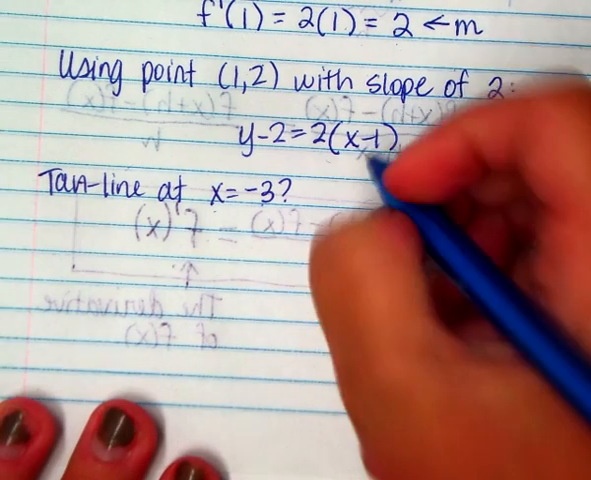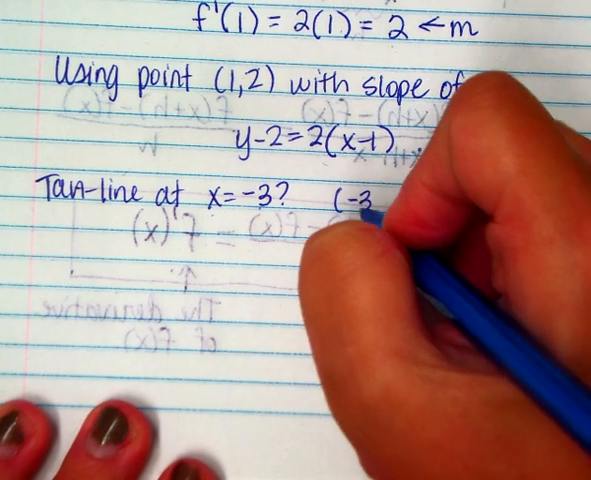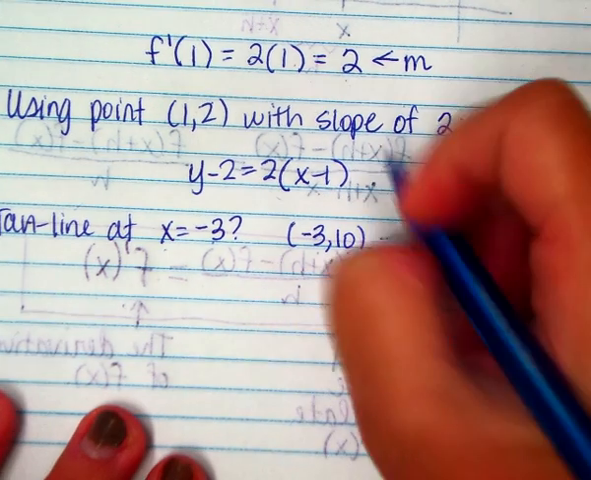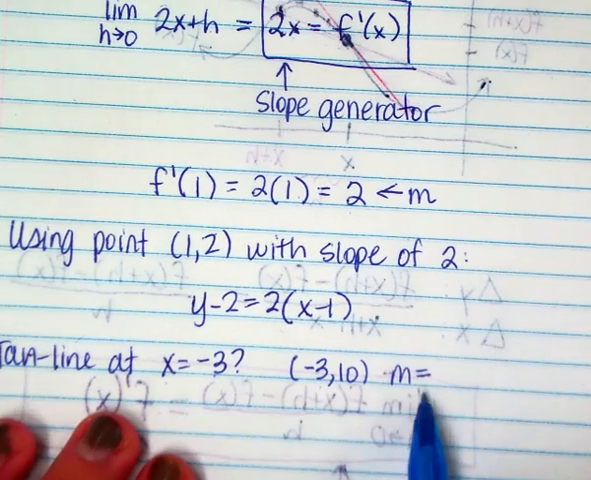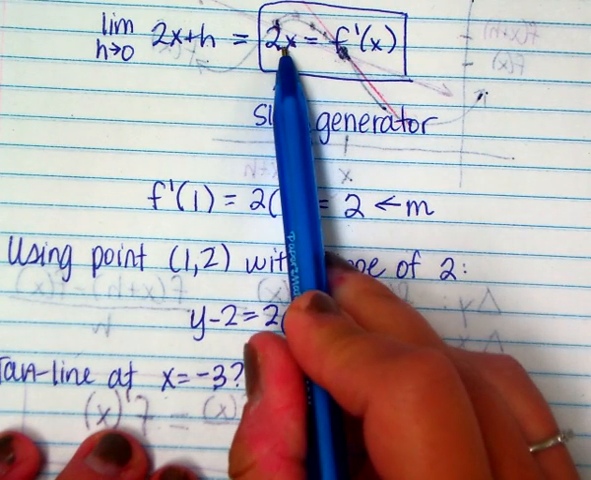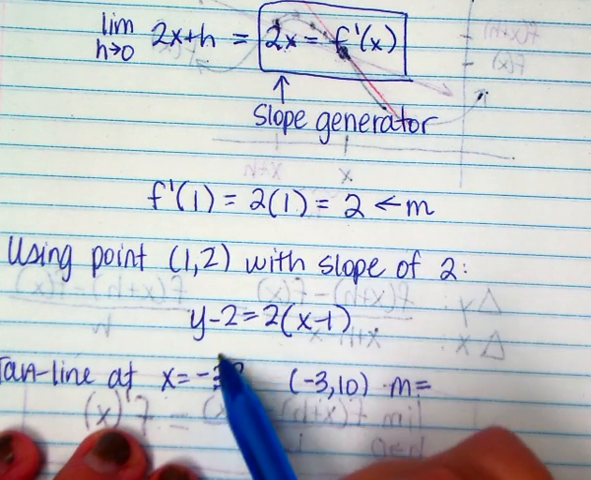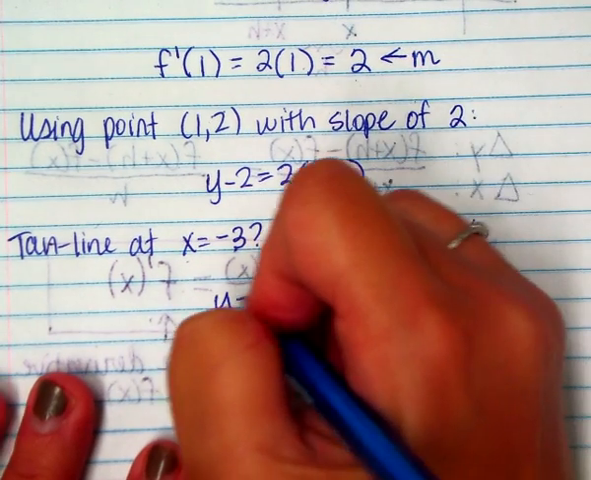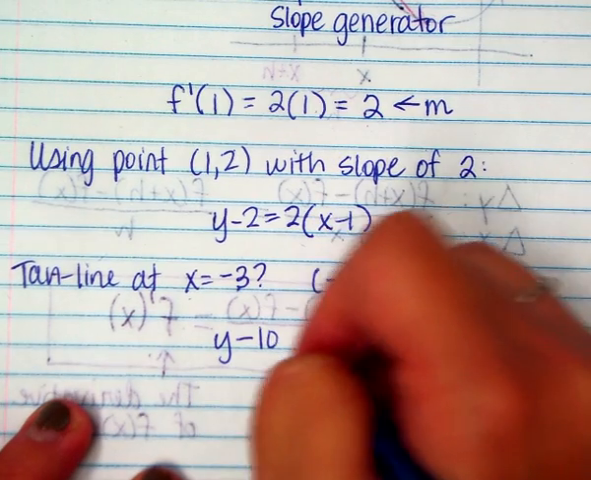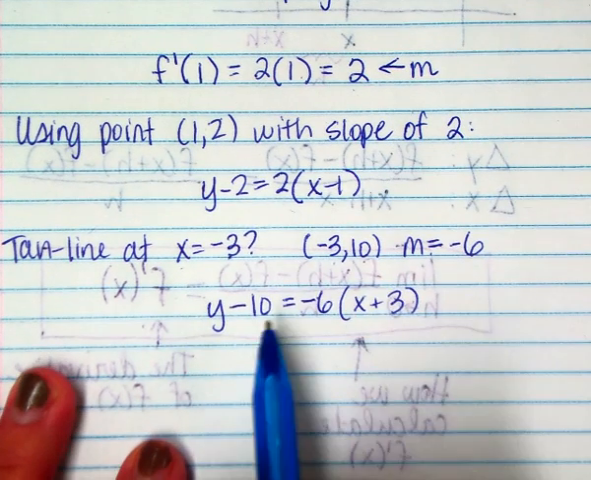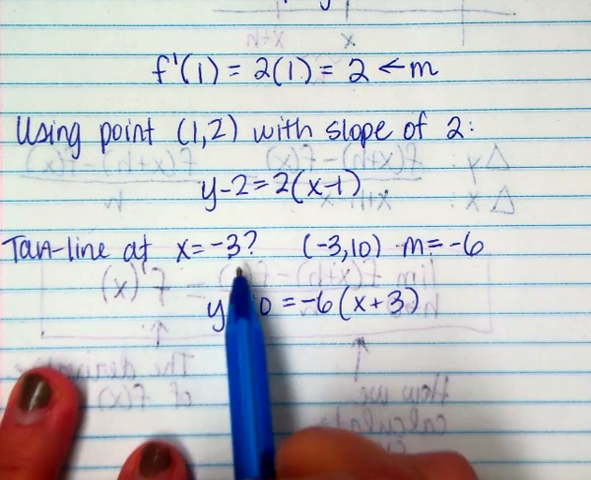Okay? And so I can take that information, since it goes through the point (negative 3, 10). The next thing I would need is my slope, my m in this case, which I would get by plugging the x value into my slope generator, or my derivative. So 2 times negative 3 would be negative 6. And so now here's my new equation, y minus 10 in point-slope form. It's always the easiest. You never want to diverge from it. This would be the tangent line equation at negative 3.